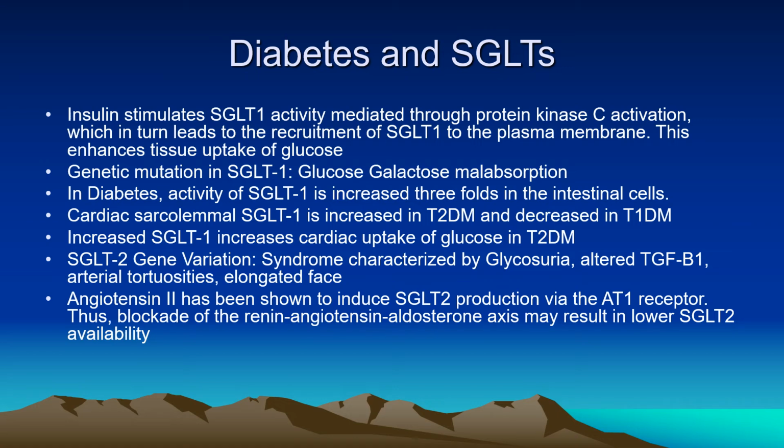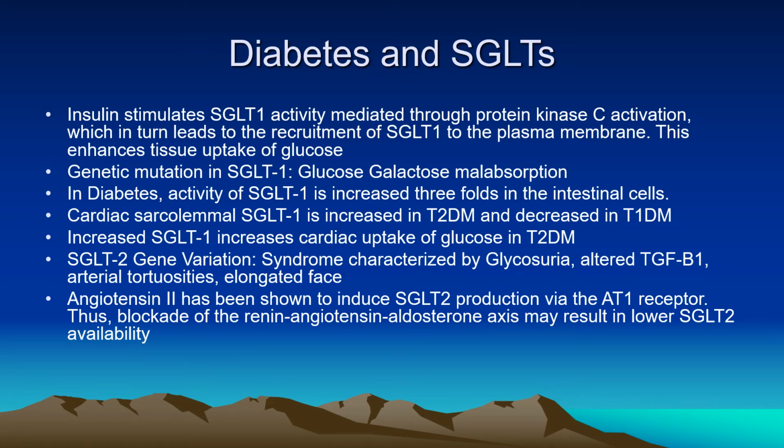Insulin stimulates SGLT1 activity mediated through protein kinase C activation, which in turn leads to recruitment of SGLT1 to the plasma membrane. This enhances tissue uptake of glucose. Genetic mutation in SGLT1 causes glucose galactose malabsorption. In diabetes, activity of SGLT1 is increased threefold in intestinal cells. And cardiac sarcolemmal SGLT1 is increased in type 2 diabetes and decreased in type 1 diabetes mellitus. Increased SGLT1 activity causes cardiac uptake of glucose in diabetes mellitus.